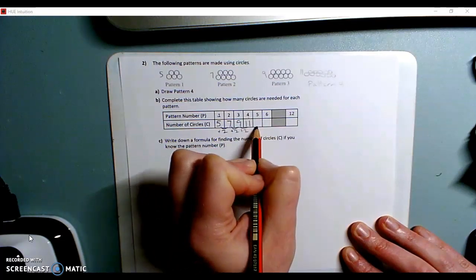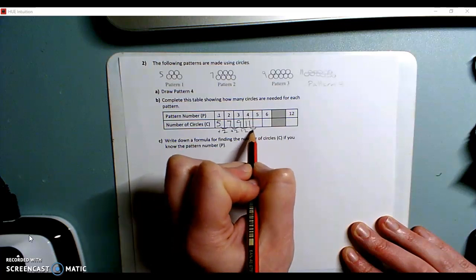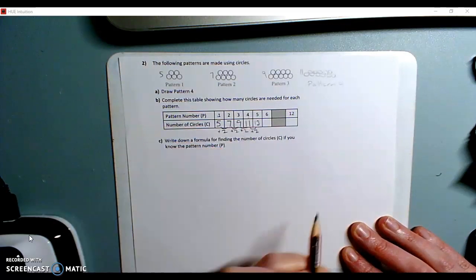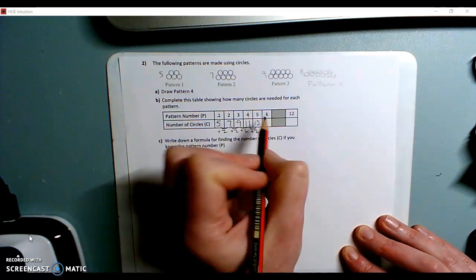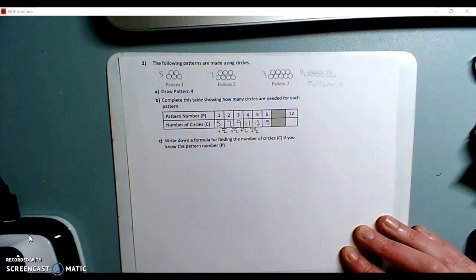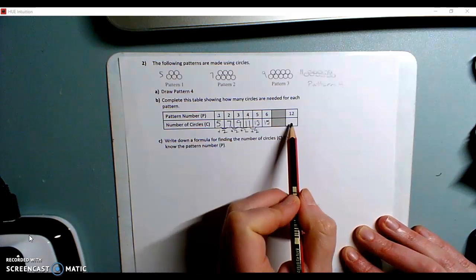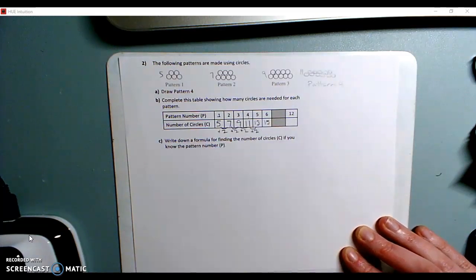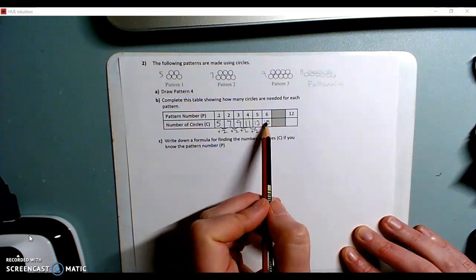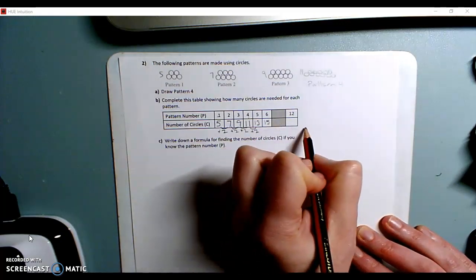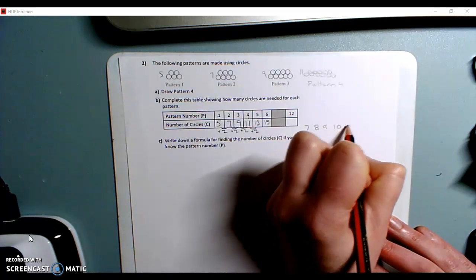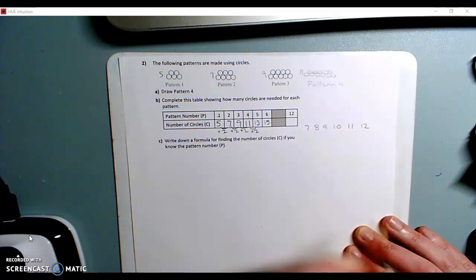So in pattern 5, again, we would add 2, and we'd have 13. In pattern 6, we add 2, and we'd have 15. Now, how are we going to get pattern 12? Well, one method is just to continue. So let's just continue down here. Let's say we had 7, 8, 9, 10, 11, and then 12.